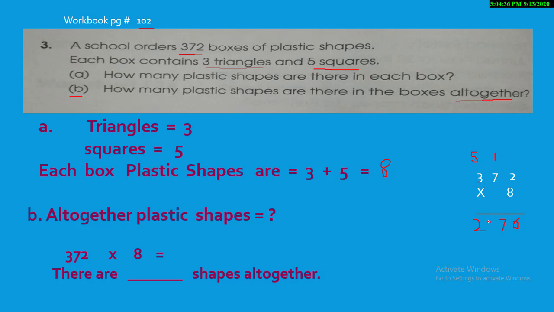Okay, see, it's just simple multiplication questions that you have solved over here. So the same answer you will write over here. Your answer will be 2976, and you will write down the ending statement, 2976 shapes altogether. Easy. I hope you guys have understood that, because the first step of this word problem is very easy. You just need to add these two numbers, and for part B, you simply multiply. I told you it will be fun. Let's move on to the last word problem of the day.